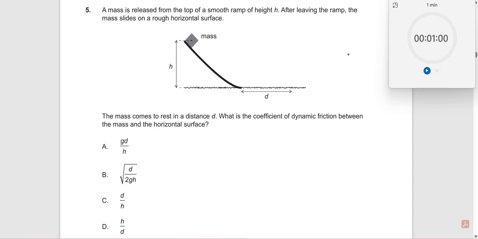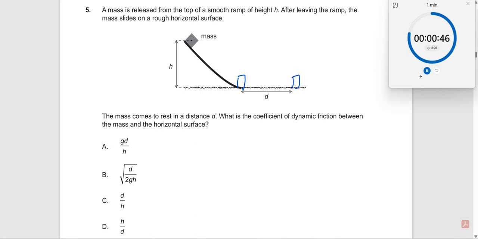Mass is released from the top of a smooth ramp of height h. After leaving the ramp, the mass slides on a rough horizontal surface. So until here it comes without any friction, and when it comes over here, there is a friction, which is shown here by these lines. The mass comes to rest in a distance d.